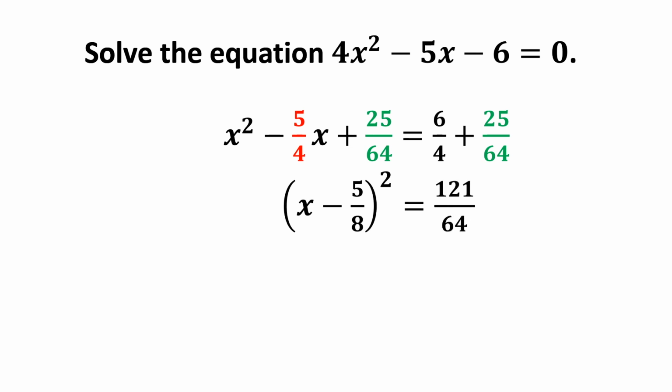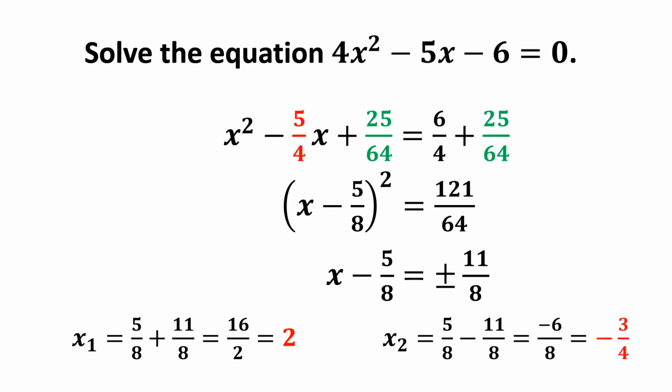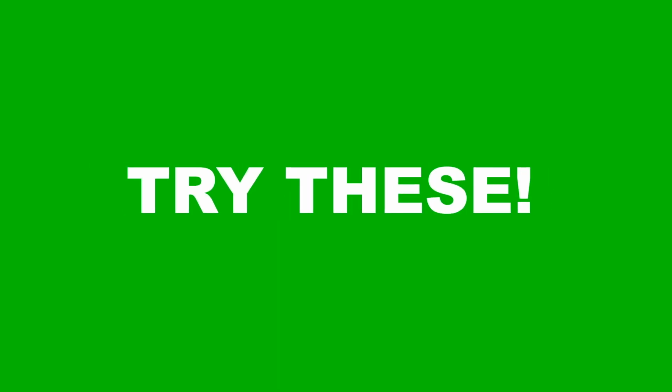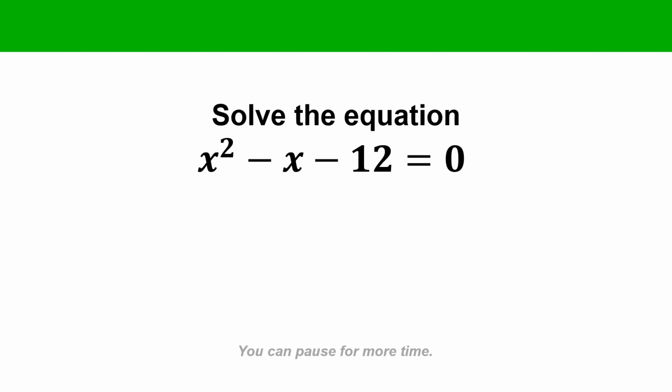Apply the square root property. Finally, solve for the values of x. Hence, the roots of 4x squared minus 5x minus 6 is equal to 0 are 2 and negative 3/4. This validates our previous solution to the same equation solved by factoring. Now, try this. Solve the equation x squared minus x minus 12 is equal to 0 using the method of completing the square.